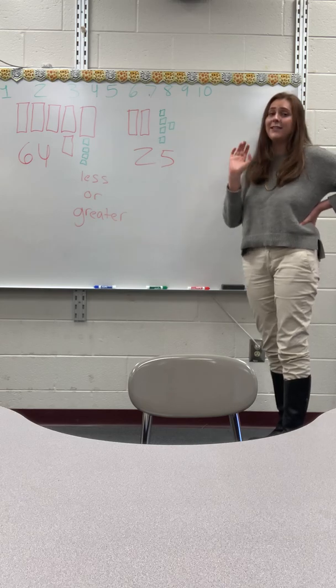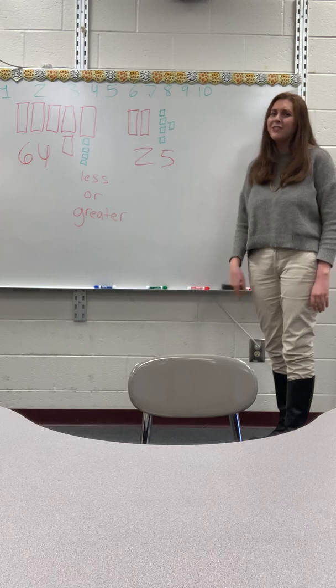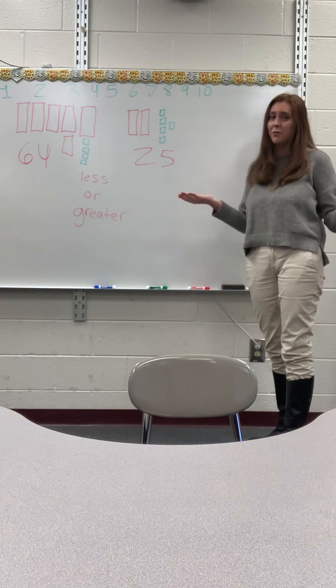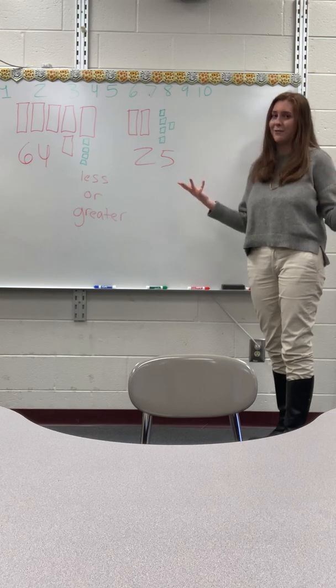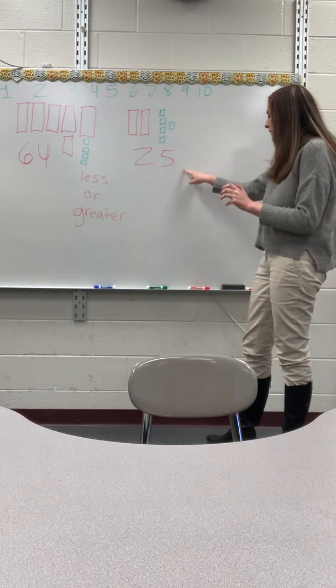Well, 64 has 6 rods, and 25 only has 2. And we know 6 is greater than 2, right? Would you want to have 6 pieces of candy or 2? 6 pieces of candy, I would hope. But 6 is greater than 2.